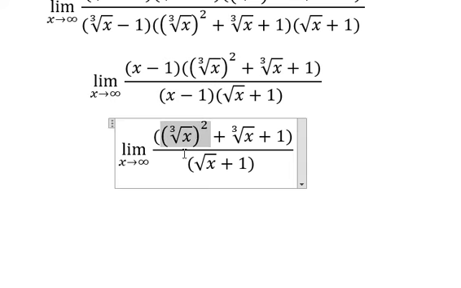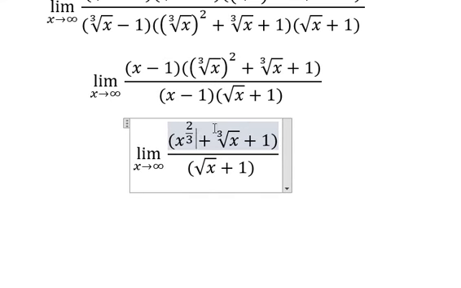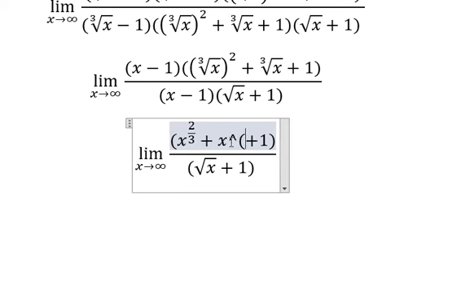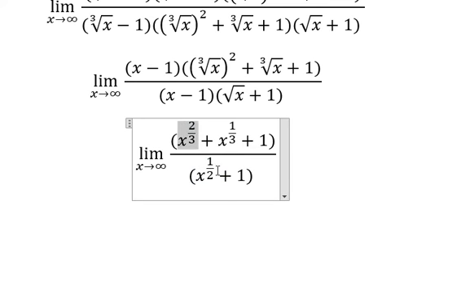Now we can write this one as s to the power of 2/3. This one you get s to the power of 1/3. This one you get s to the power of 1/2. So we know that 2/3 in here is bigger than 1/2 in here. So when s approaches positive infinity, this one will go to positive infinity, but the power is higher than this one. So that means you get positive infinity.